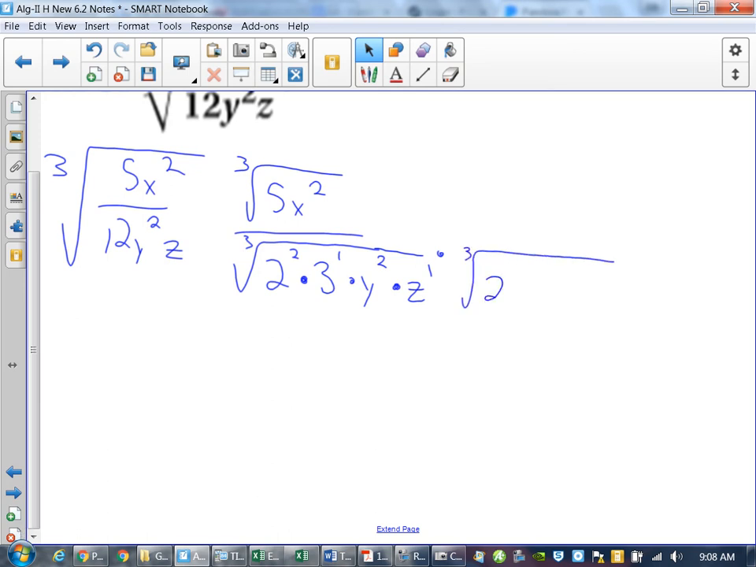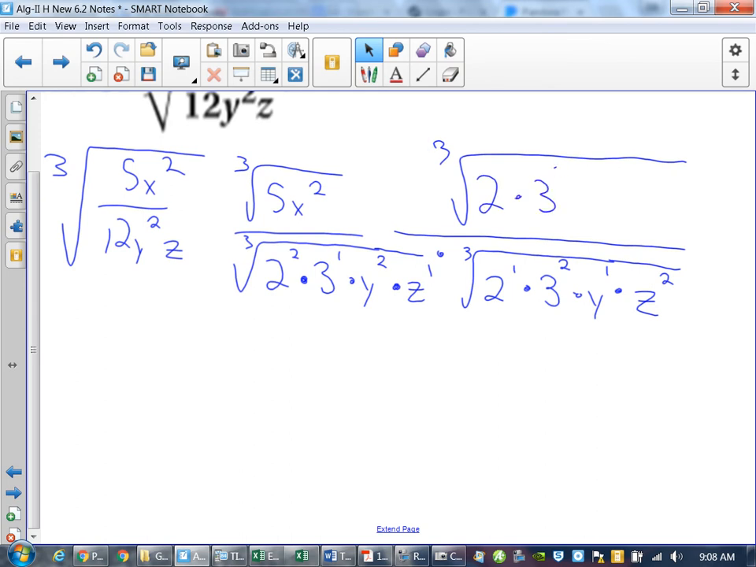So I have 2 to the first. How many 3's do I need? I need 2 of them. How many y's do I need? 1. And how many z's do I need? 2. Then you do the exact same thing to the top.